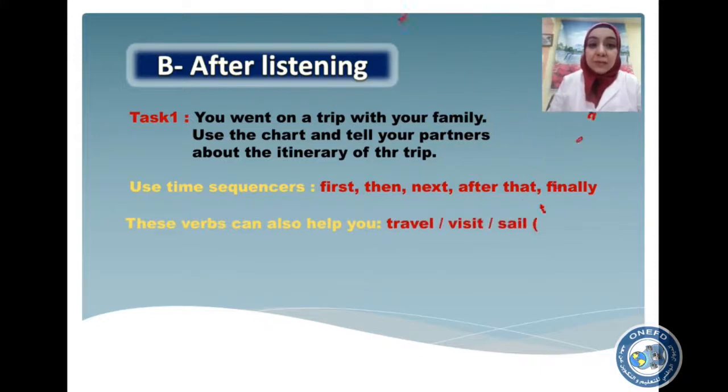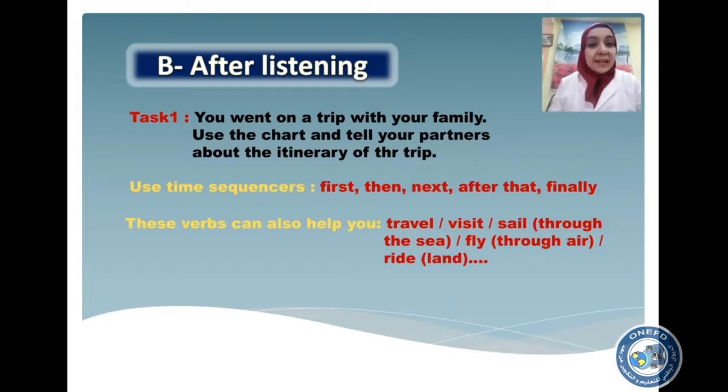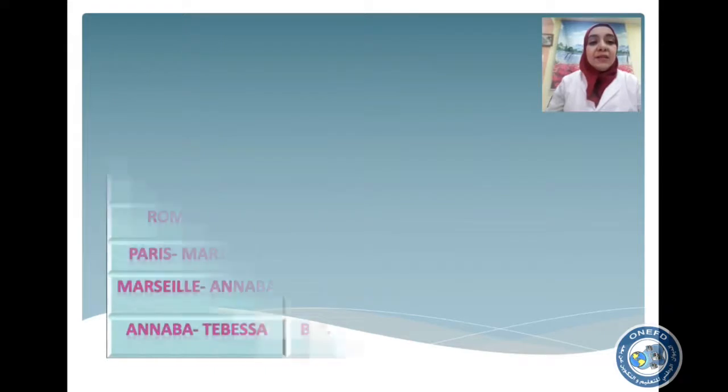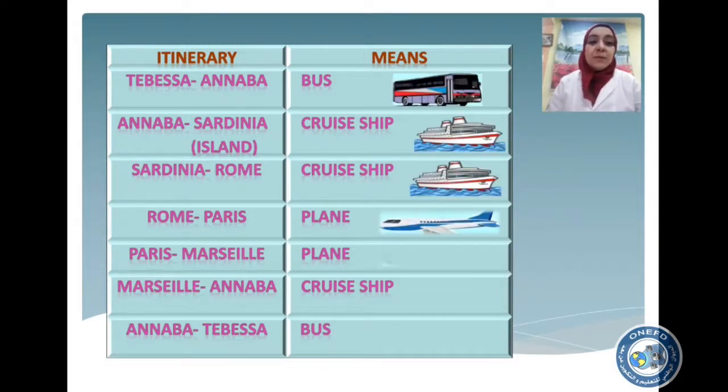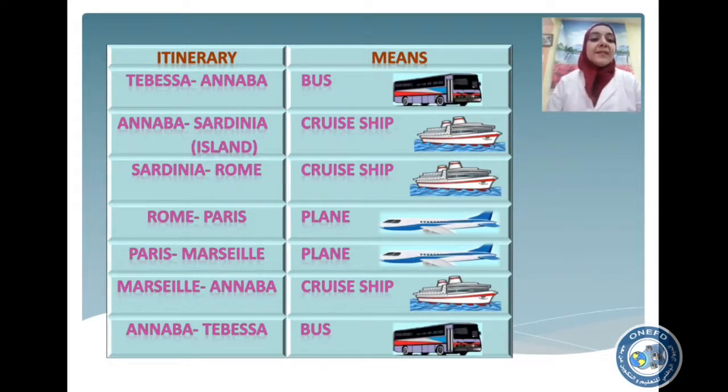I will give you some verbs to help you. Verbs related to travel: you can use the verb travel, visit, sail if it is through the sea, fly if it is through the air with a plane, ride if it is by land. And here is the itinerary. Imagine that you moved from Tbessa to Annaba, Sardinia. Sardinia is an Italian island. Sardinia, Rome, Paris, Marseille, Annaba, and from Annaba to Tbessa again. And here you have the means of transport, each time by bus, cruise ship, plane, cruise ship again, bus, etc.